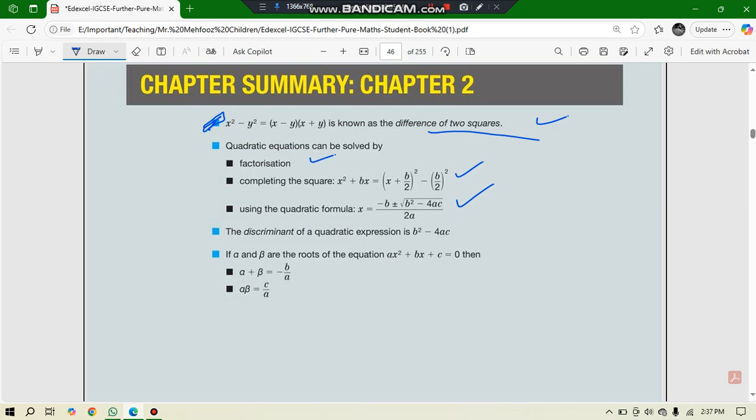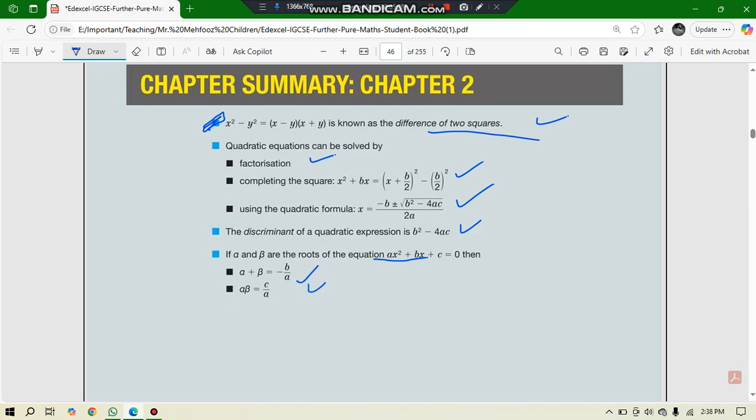And also this is the formula b square minus 4ac, and if alpha and beta are the roots of this equation, we can find the equation for different roots. Also alpha plus beta is equal to minus b over a, and alpha beta is equal to c over a.